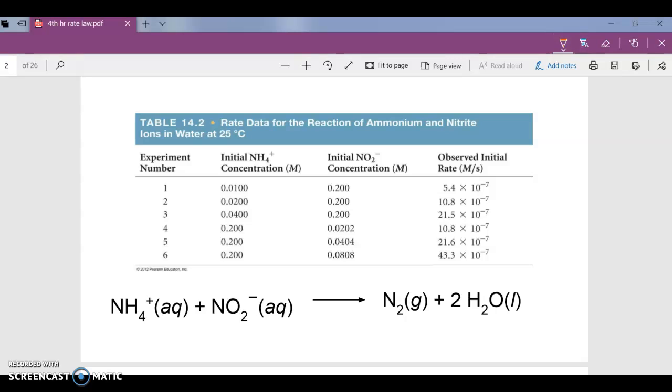If I've got an equation in which I've got NH4 and NO2, normally when I put these together and if I change a concentration of something, we know that there'll be more collisions. More collisions should lead to a faster reaction. Now that's not true every single time. Let's see if that's the case here.